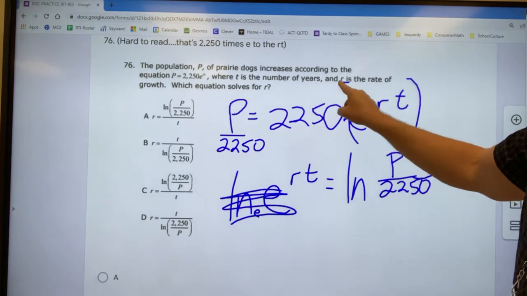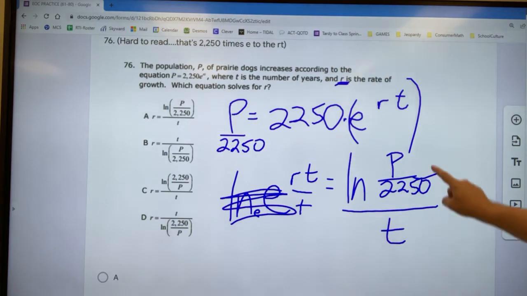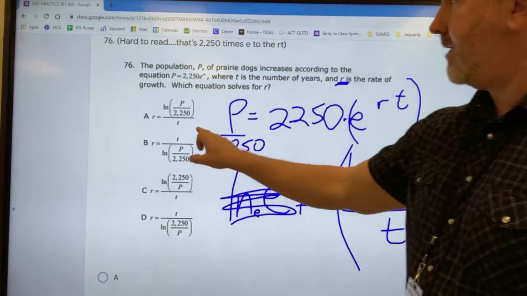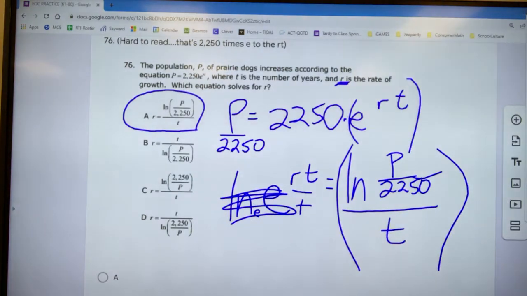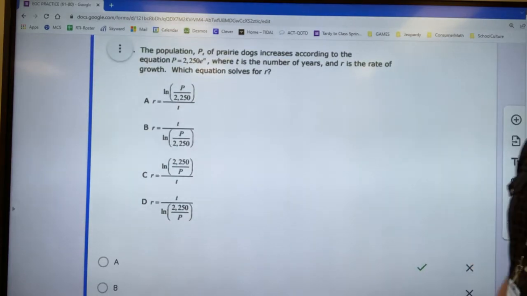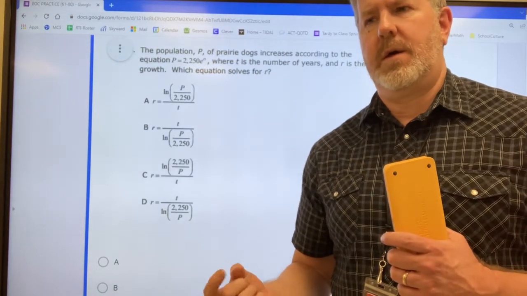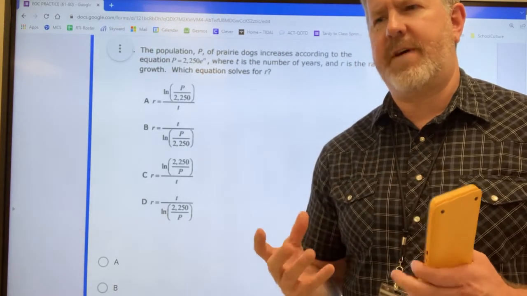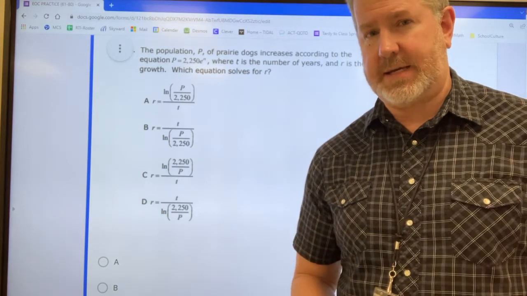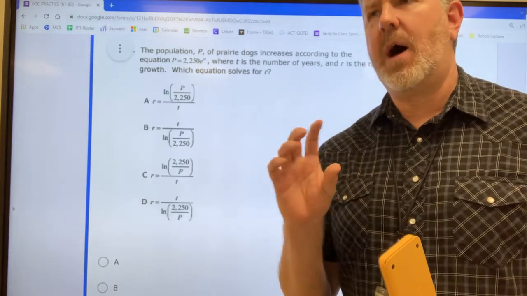Divide, what are we solving for? R. Divide both sides by T. And it's a big, nasty answer, but there it is. ln of P over 2250, divided by T. And I know it seems easy when somebody else solves it, like you see it. But don't let that discourage you. Once you make that connection about a certain type of problem 4 or 5 times, then you'll start to see it ahead of time. Okay, but you need to have that little moment of confusion, and then work through it and get to the answer.